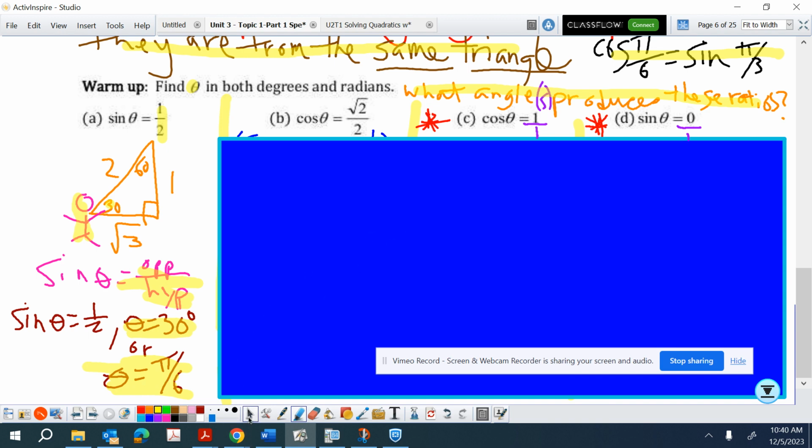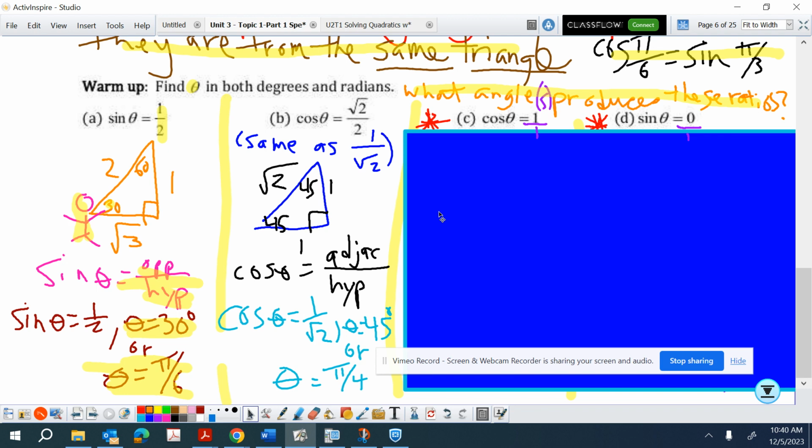For B, you should probably hit pause here and try B. I'll do C and D with you. But from B, you should recognize that that is not a 30, 60, 90. As soon as you see that square root of 2, those are the measurements associated with a 45, 45, 90 right triangle. And so here are the calculations for that.